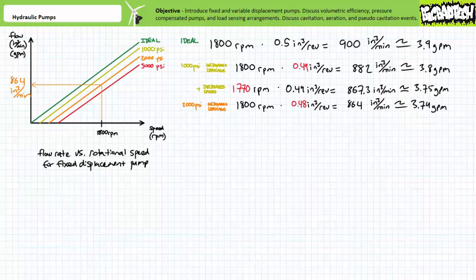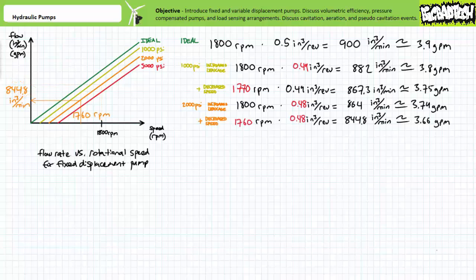Continuing in this fashion, the curve at 2,000 psi suggests that when driven at exactly 1,800 RPM, the pump produces only 864 cubic inches per minute, or roughly 3.74 gallons per minute of flow. Solving for displacement per revolution, it can be demonstrated at 2,000 psi, the pump only produces roughly 0.48 cubic inches per revolution due to increased leakage at higher pressure.